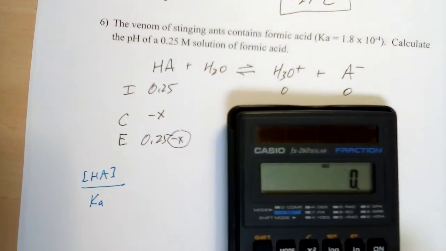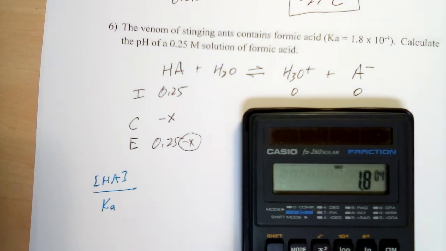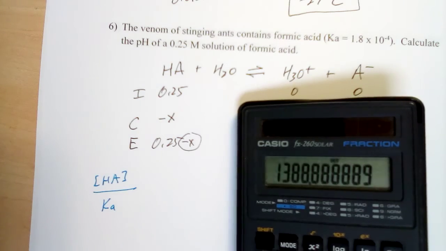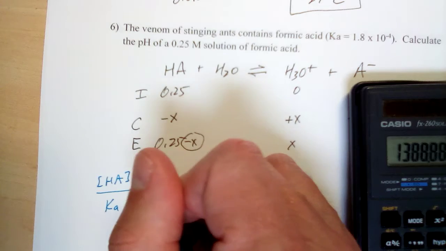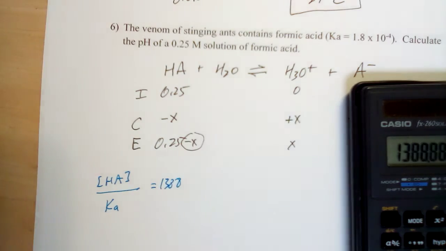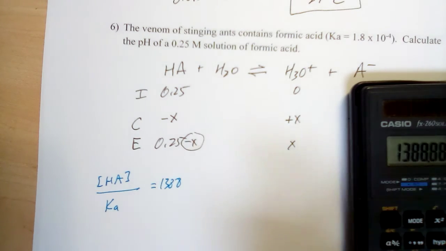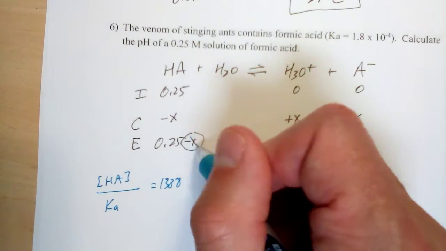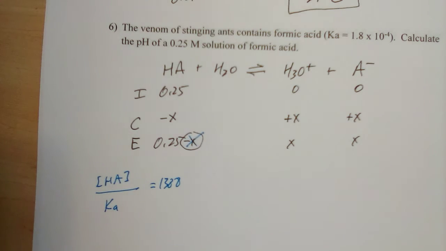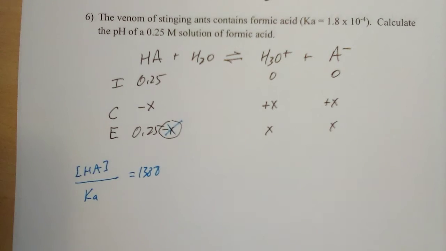Now in this case, if I take 0.25 and divide by 1.8 times 10 to the minus fourth, I get 1,388.8, and the 8s keep going. So 1,388. What we generally have said is if that ratio is greater than 1,000, it is appropriate to make the assumption that minus x can be left out of the calculation. So we're above 1,000, we'll eliminate the minus x, and we don't need the quadratic equation, which makes the problem a lot simpler.